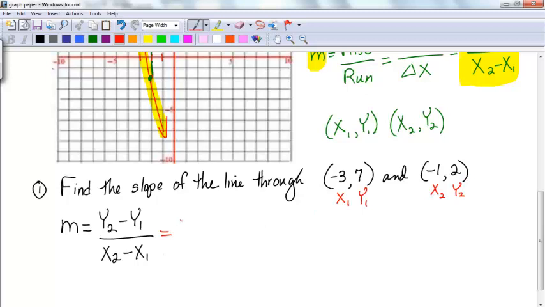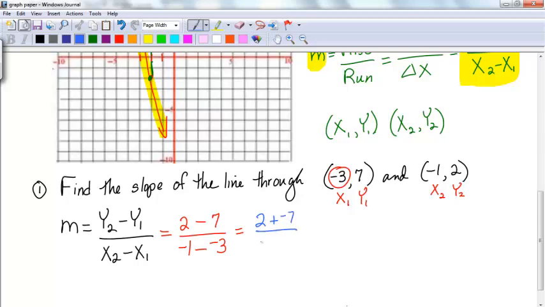My y sub 2 is 2, minus, the minus sign's in the formula, my y sub 1 is 7. My x sub 2 is negative 1 minus, now my x sub 1 is a negative 3, so it's minus a negative 3. Now you've got to know your positives and negatives. Think about a number line too. 2 minus 7. What's the rule for subtraction? To subtract, we add its opposite. So you can think of that, if you want to, as 2 plus a negative 7.